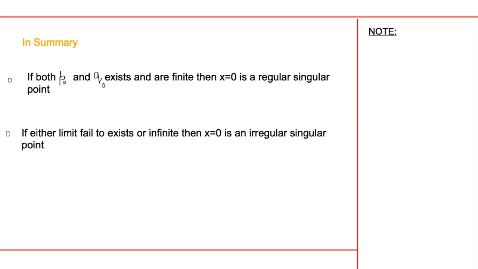Secondly, if both p naught and q naught exist and are finite, then x equal to 0 is a regular singular point, and the solution of such a differential equation can be found by using the series method or Frobenius method. If either limit fails to exist or is infinite, then x equal to 0 is an irregular singular point, as we have seen in the previous example. The solution of such an equation cannot be found by using the series solution method.